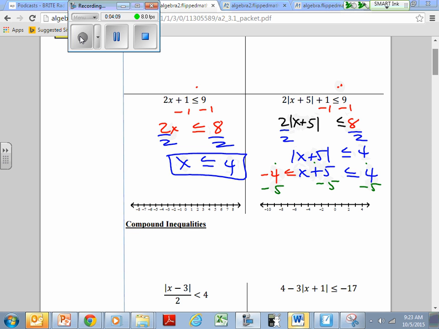5 minus 5 in the middle is 0, so I'm just left with x. X in the middle. To the right, I have 5 minus 4, which is a -1. And over here to the left, I have -4 minus 5, which is a -9. The symbols just fall down. All right, let's pause.